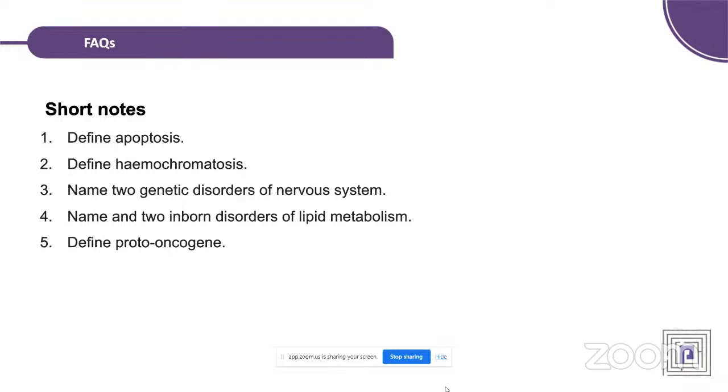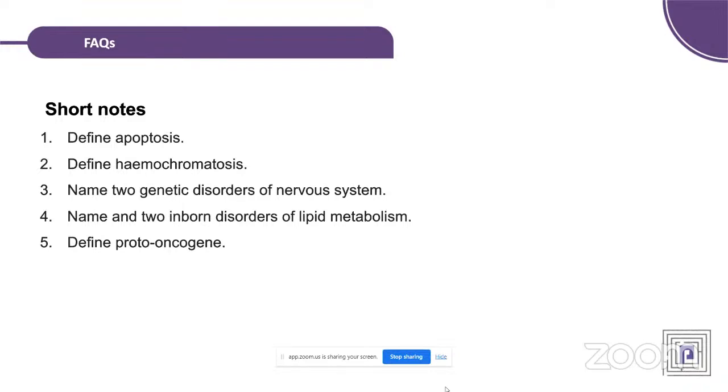Fragile X syndrome is one thing, and then Huntington's, also genetic disorders of the nervous system. Name two inborn errors of lipid metabolism, and then define proto-oncogene.